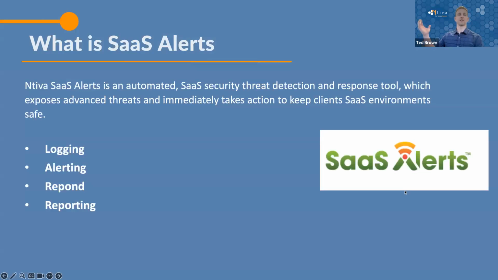All right, what is SaaS Alerts? SaaS Alerts is an automated SaaS security threat detection and response tool, which can expose advanced threats and immediately take actions to keep our clients safe within their SaaS environment. This solution allows Ntiva to react promptly to any potential SaaS security incidents that may disrupt clients' business operations. And Ntiva SaaS Alerts monitoring and automatic remediation capabilities will enhance our clients' security posture within their SaaS applications.